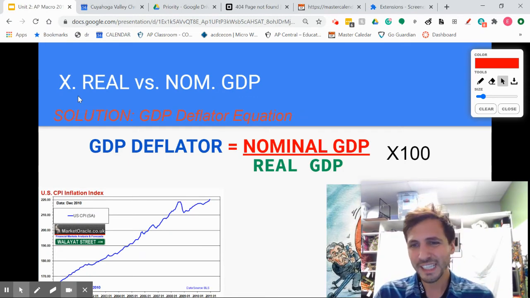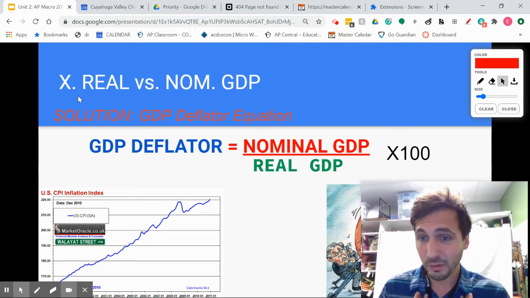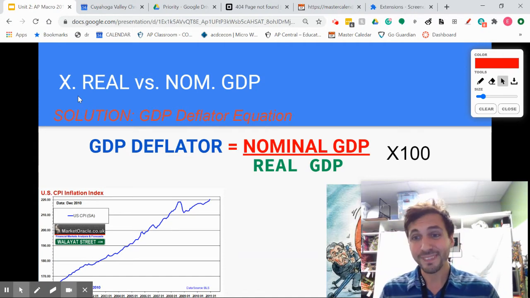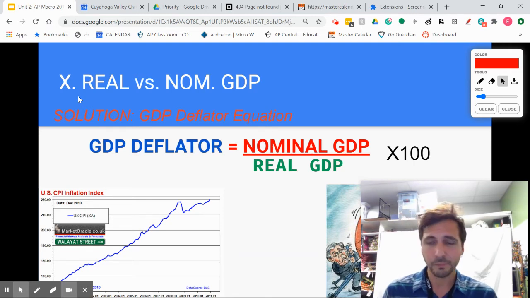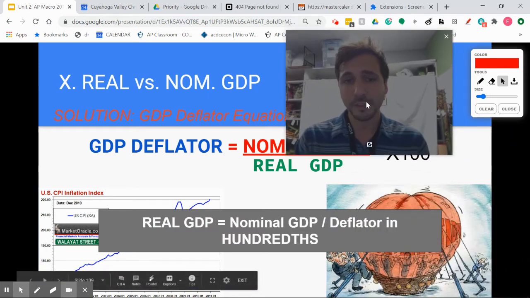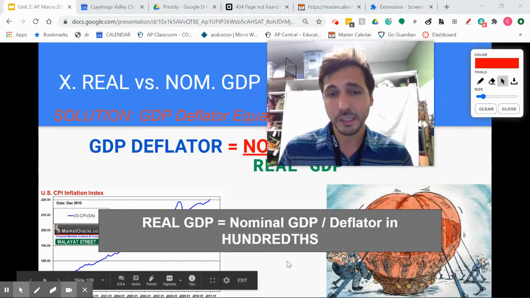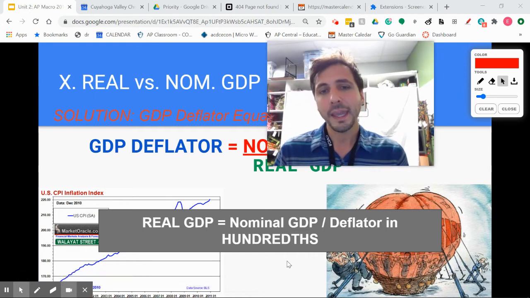We use something called the GDP deflator. The GDP deflator is simply nominal GDP divided by real GDP times 100. It's going to kick out something that we called previously CPI. This is CPI. You just use CPI to figure out or convert nominal to real. Now, it is very rare that you're asked to calculate the deflator. Instead, you are asked to calculate real GDP from nominal. So the better equation is this. Real GDP is nominal GDP divided by the deflator, or CPI, same thing, in hundreds.